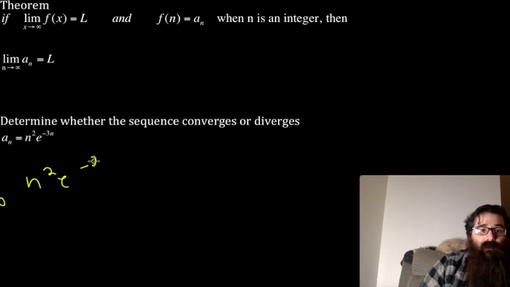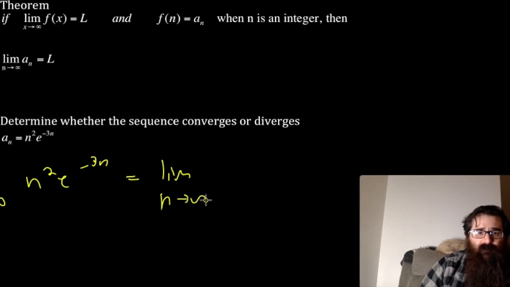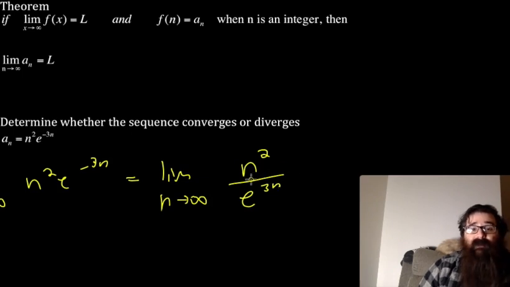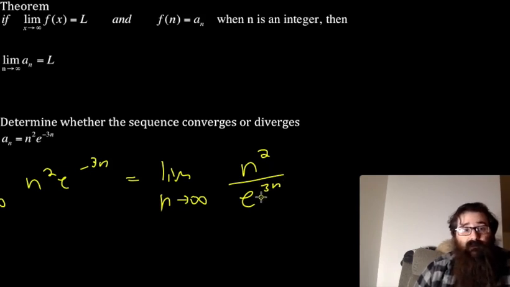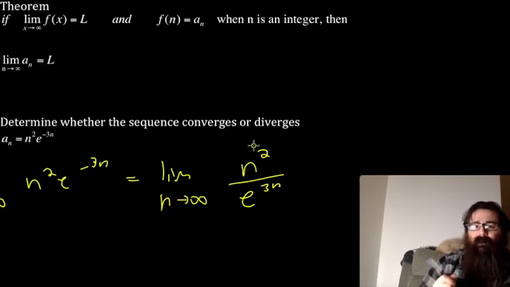Now I would rewrite this and say, well, let's think of this as the limit as n goes to infinity of n squared divided by e to the 3n. But this is a problem because the numerator goes to infinity, the denominator goes to infinity, so we have something that's a bit indeterminate, sort of like an indeterminate form. And there's something that we automatically think about in calculus.